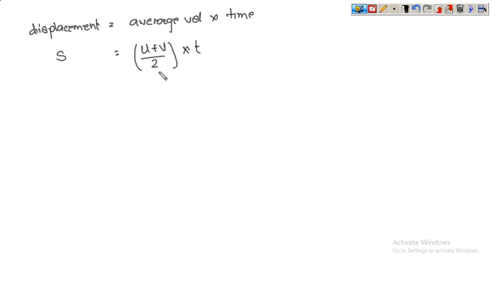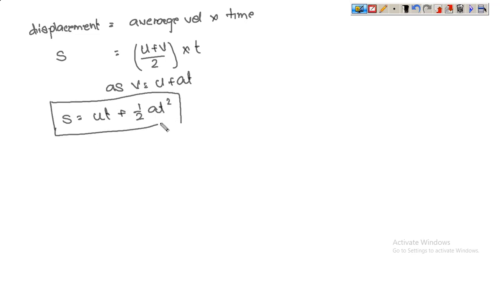So as v is equal to u plus at, if you put these values here, you have s is equal to ut plus half at square. So this is your second equation of motion.